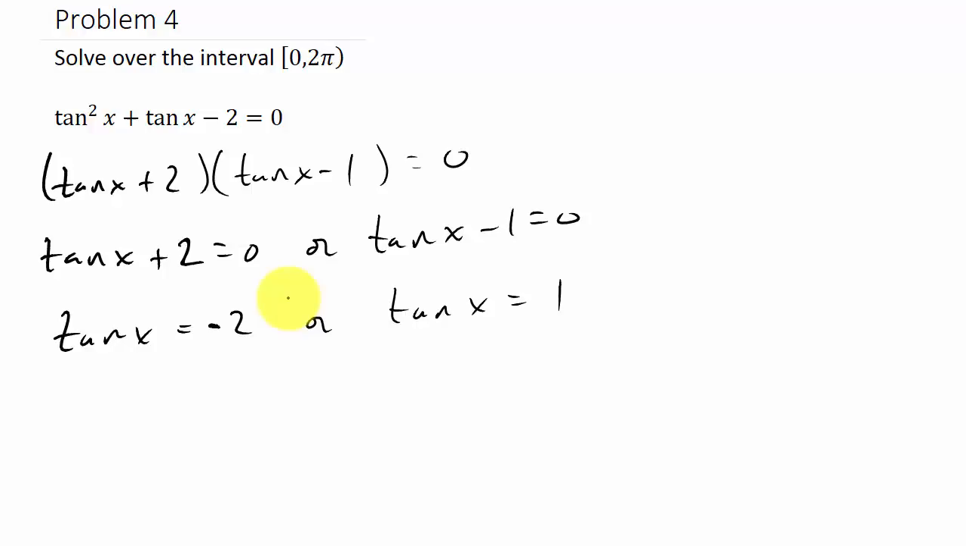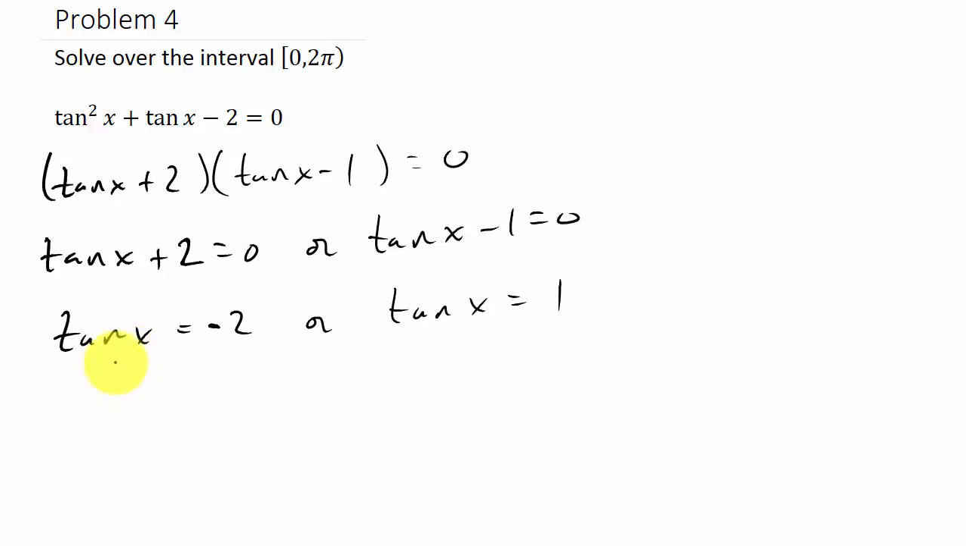This is what I was talking about in the second video for example 3: always use your reference angles to solve these trigonometric equations, because when you come across this, you have to use reference angles. So let's just concentrate on this one. Tangent x equals negative 2.